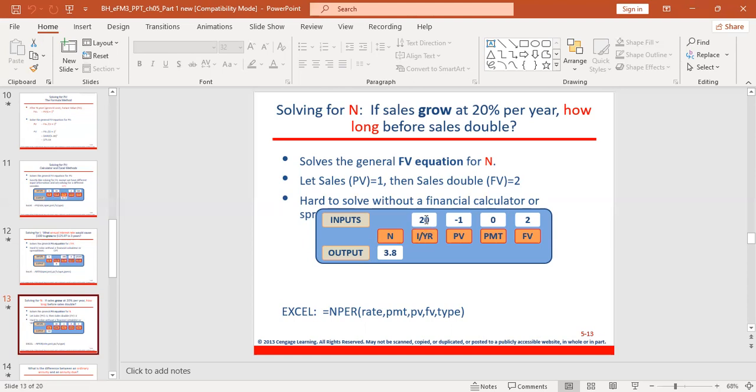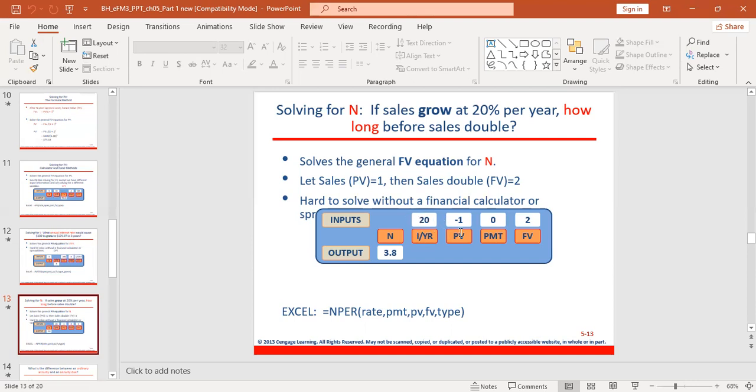We know that our interest per year is 20. We know that our PV, even though it's not given, we can deduce is 1. PMT is not given, and our future value is 2. So we can easily find N. Now, we have to put a minus here because if one of the inputs is minus, the output will be positive. You cannot put minus on the interest rate because it cannot be minus. It's always positive.